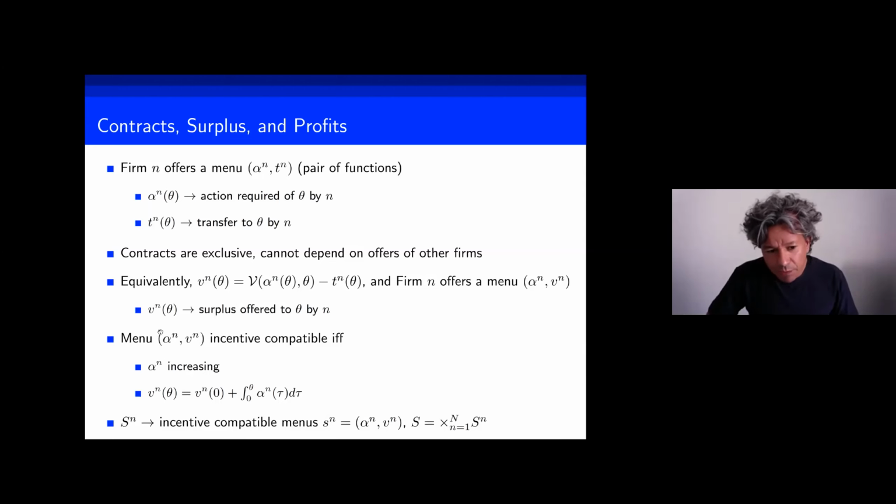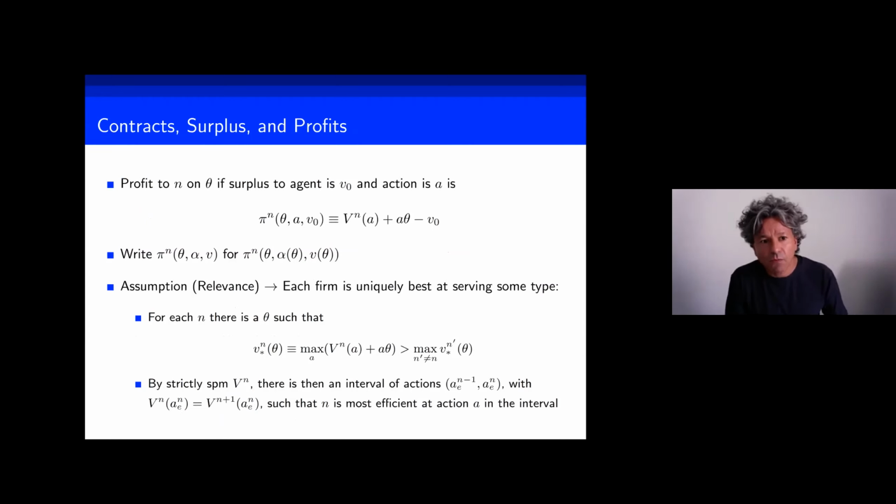Incentive compatibility for a menu is, as usual, that alpha N will be increasing, and V_N will satisfy the integral constraint given by this functional form here. One piece of notation: capital S_N will be the set of all incentive compatible menus for firm N, and little s_N will be the strategy for firm N, which is a menu. And capital S is simply the set of all strategy profiles in the model.